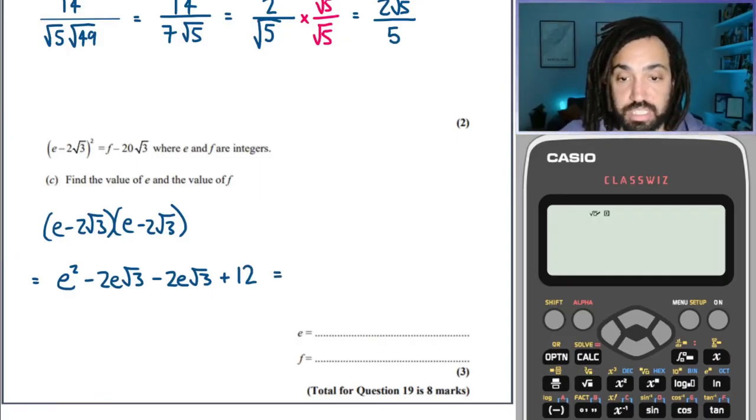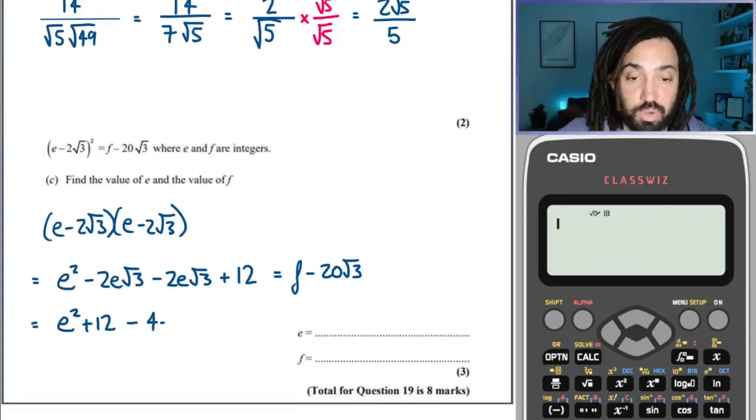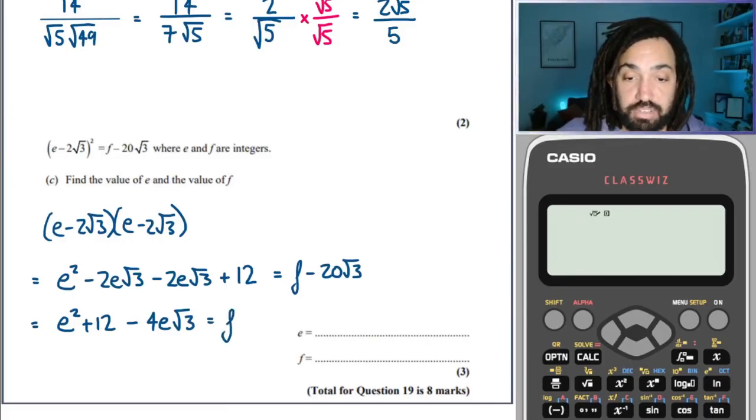Perfect. And we're told that this is the same as f minus 20 root 3. So I'm going to write the non-surds like here. And then the surds will be minus 4e root 3 because there's 2 lots of 2. And that's equal to f minus 20 root 3. Okay, let's get our colours out again. The non-surds look like this, and the surds look like this.